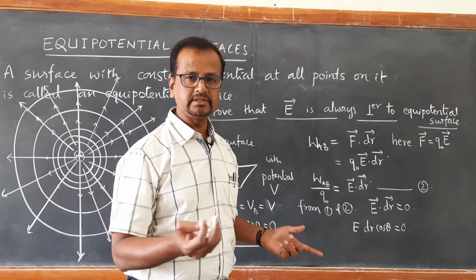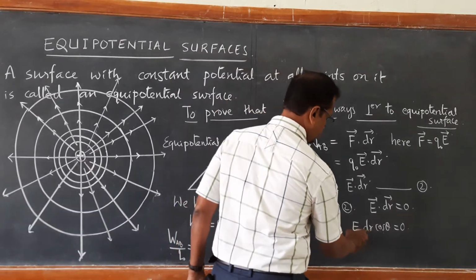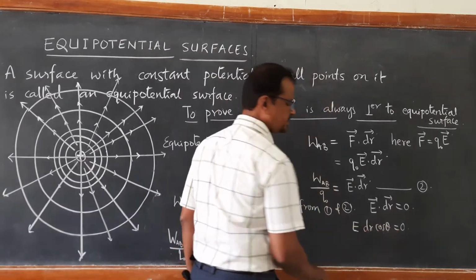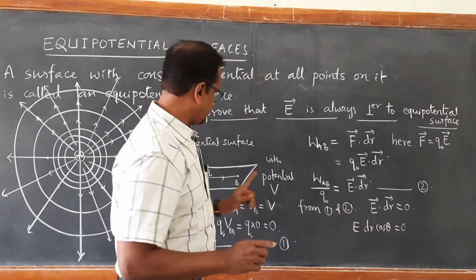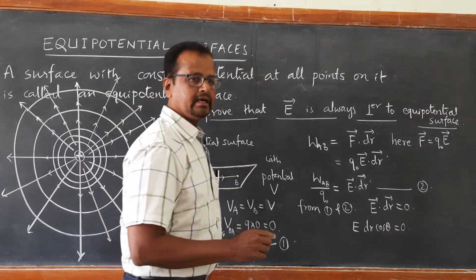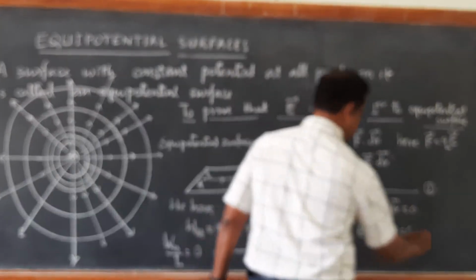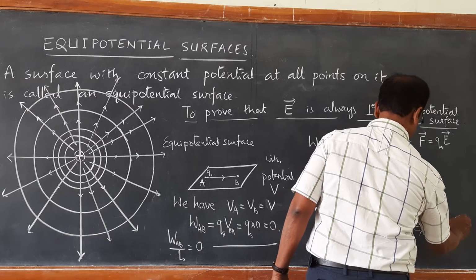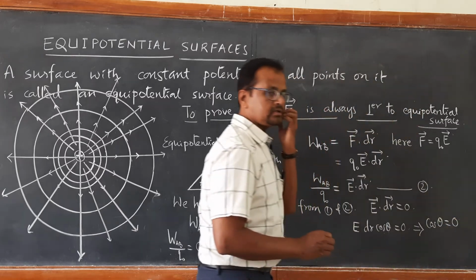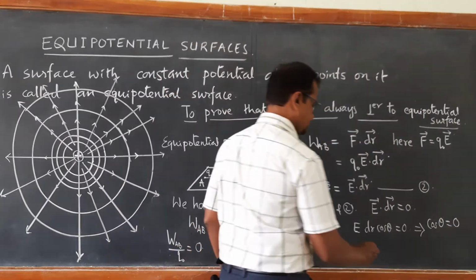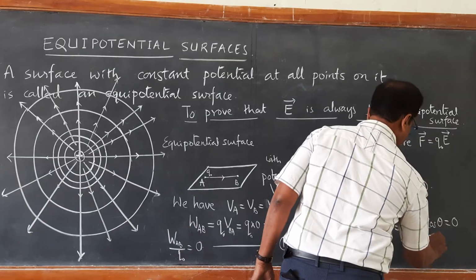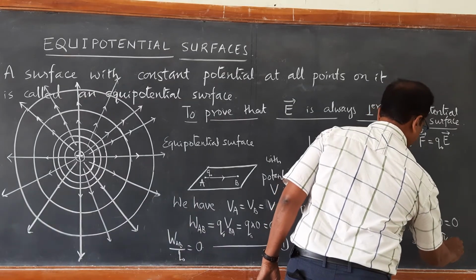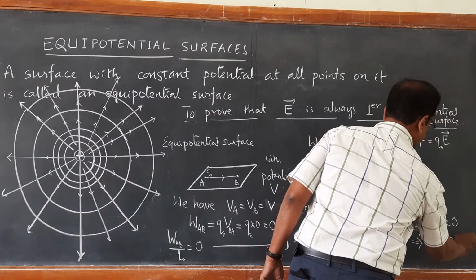When will cos theta be 0? Here theta tells you about the angle between the electric field vector and the dr vector. So cos theta must be equal to 0. When will cos theta be equal to 0? Cos theta is equal to 0 when theta is equal to pi by 2, or 90 degrees.